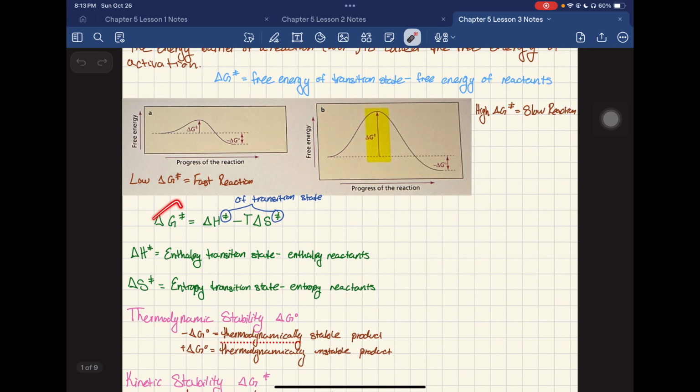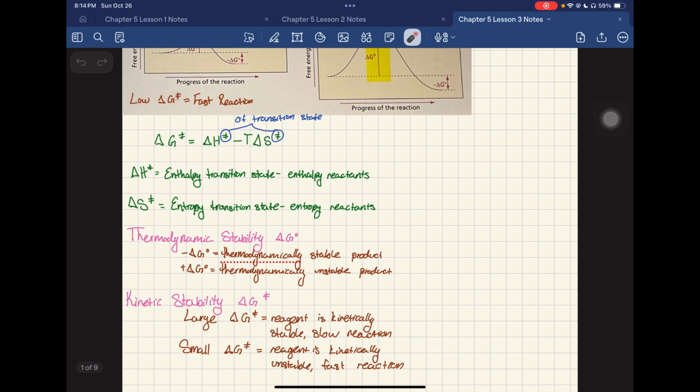When we're calculating delta G plus, it's going to be delta H plus minus T times delta S plus. It's pretty much the same as a regular delta G, but now we just say of transition state. So delta H plus is the enthalpy of the transition state minus enthalpy of the reactants. Delta S plus is the entropy of the transition state minus entropy of the reactants. So that right now we take into consideration transition state and reactants.